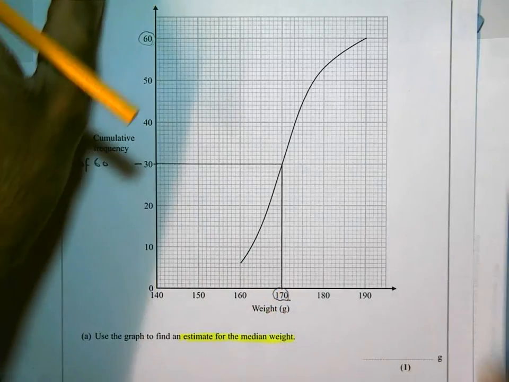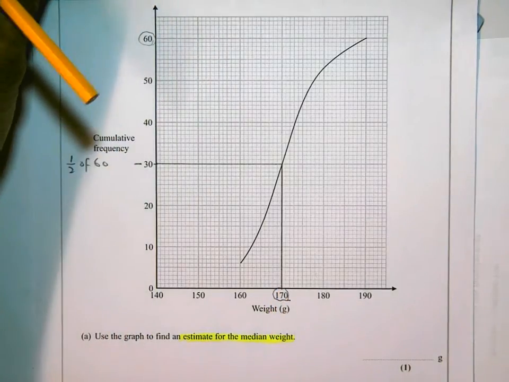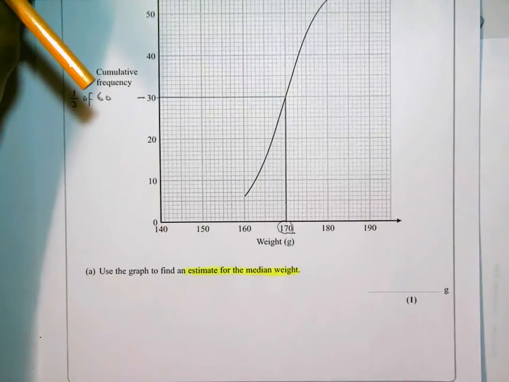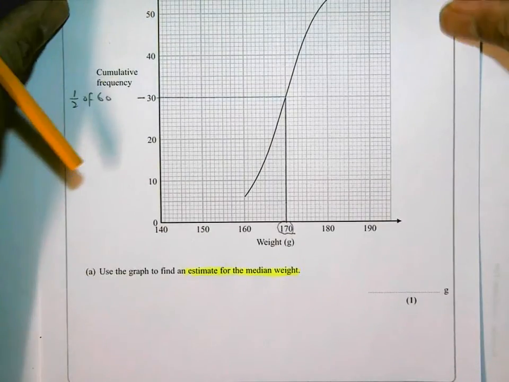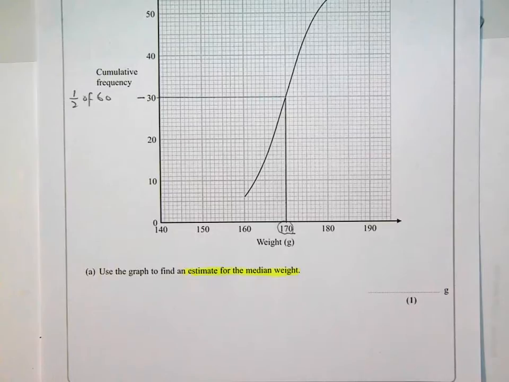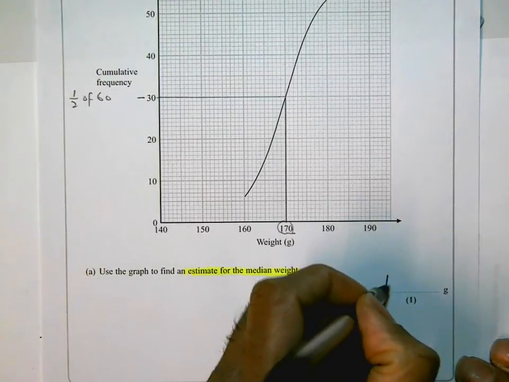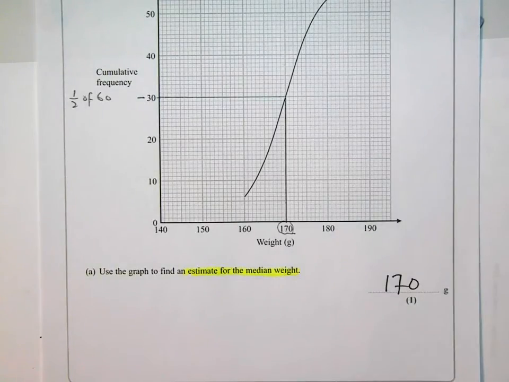And if I move this up so you can see the answer space, in the answer space I'm going to write 170, and they've already put the g for grams. Pretty straightforward, pretty easy and quick mark to get. Make sure you get it.